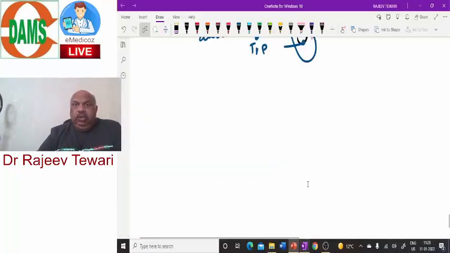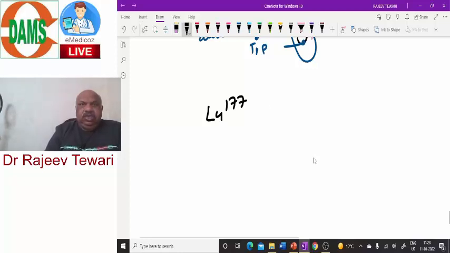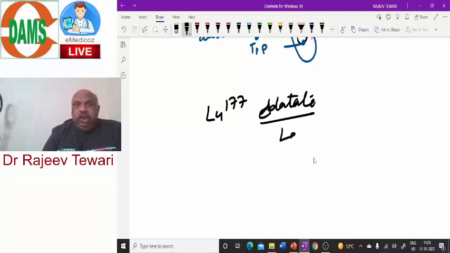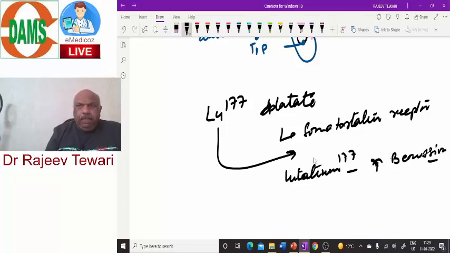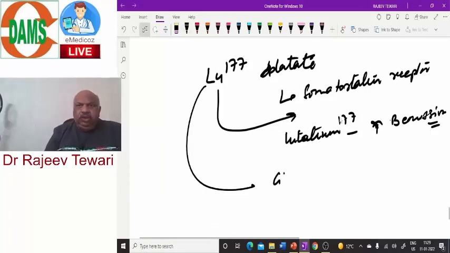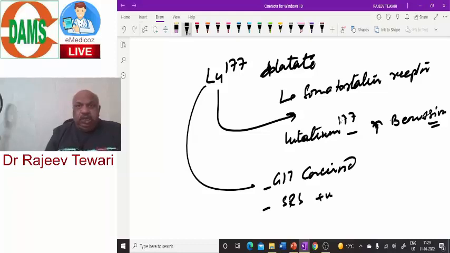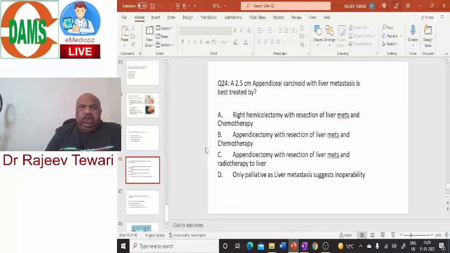One new treatment for carcinoid is Lu-177 dotatate. Dotatate is a somatostatin analog. So this will get attached to the somatostatin receptor of the carcinoid. This is basically to take the lutetium to the receptor, and Lu is lutetium 177, which has a high beta emission. This lutetium is approved for GIT carcinoid and for SRS positive, somatostatin receptor positive carcinoid. Only SRS negative, the dotatate will not go there, so you cannot give. So the right answer is A.